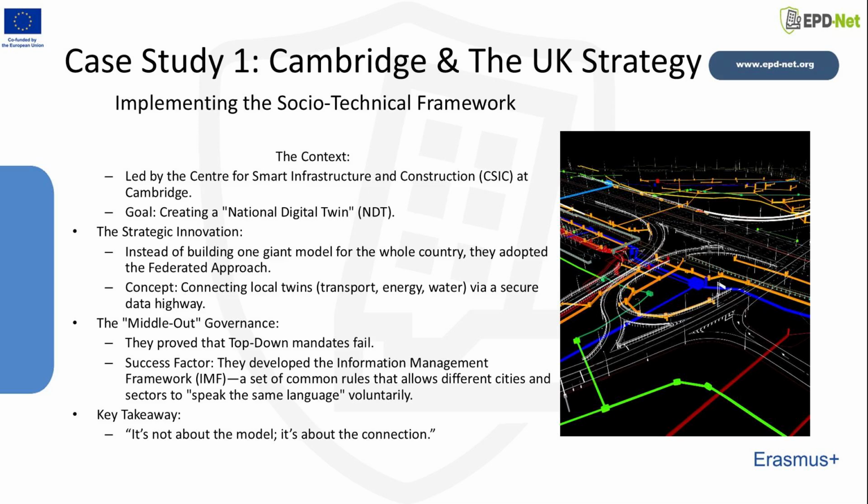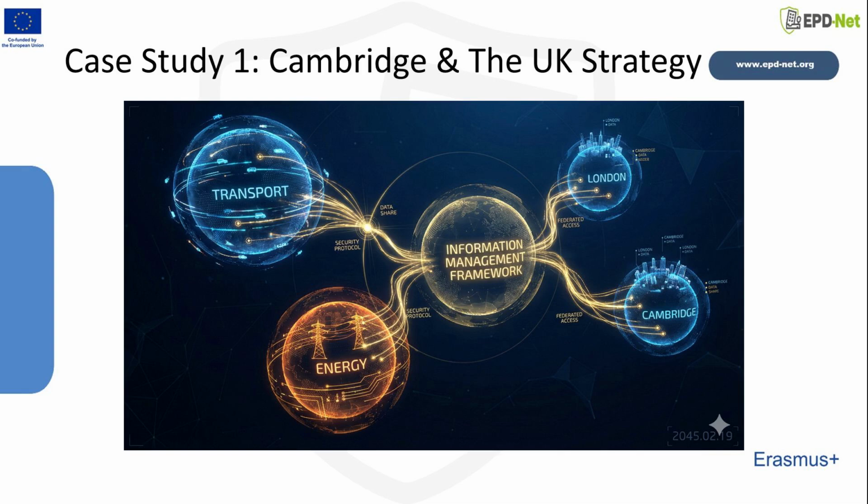Our first case study is the gold standard for digital twin policy, Cambridge and the UK National Digital Twin Programme, as analysed by Wan et al., 2019. Why is this case important? Because they solved the scale problem. They realized that you cannot build a single digital twin for an entire country, it's too big. Instead, they adopted the federated approach. They decided to build an ecosystem where the transport twin connects to the energy twin, and the London twin connects to the Cambridge twin. Their major contribution was not software, but governance.